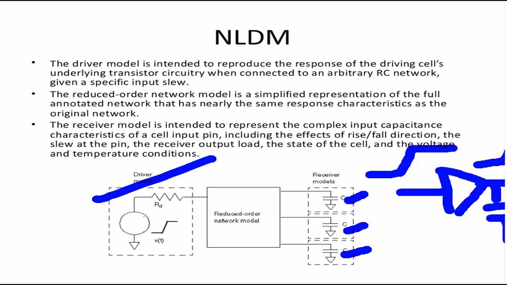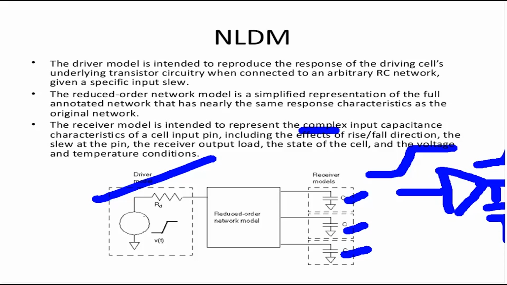Now the receiver model is intended to represent the complex input capacitance. Why complex? Because the capacitance there is not a fixed value, and it depends on several factors. This is what is more accurate in CCS when compared to NLDM.